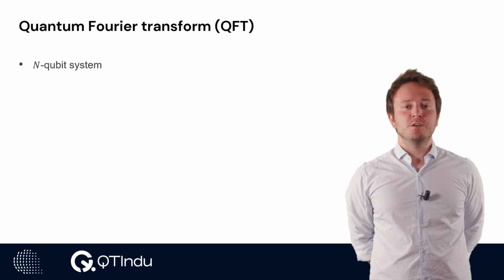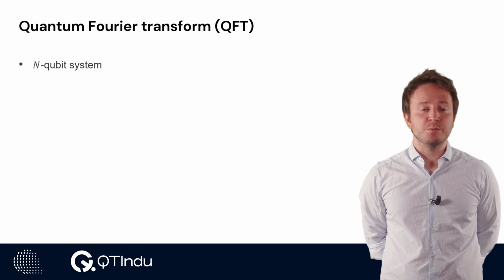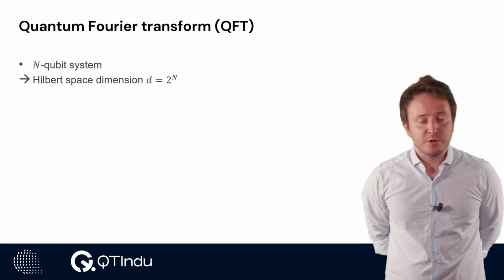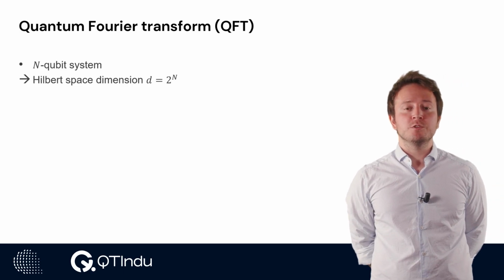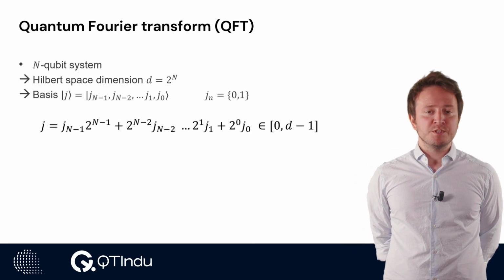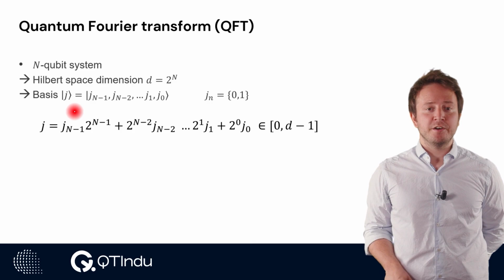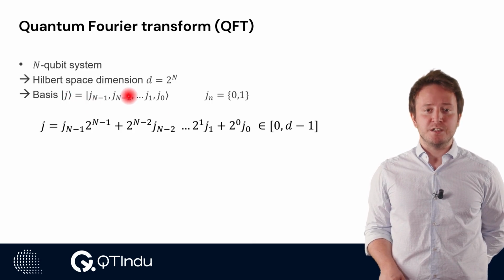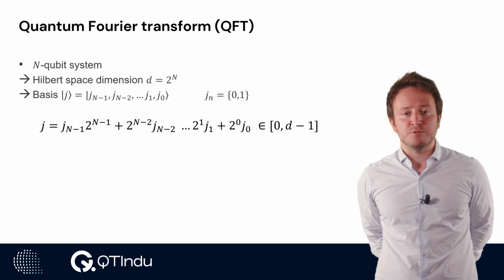Let us now apply the quantum Fourier transform to the specific example of an n-qubit system. Now, the Hilbert space of this n-qubit system will have dimension d equal to 2 to the power capital N. And it will be spanned by a basis vector that is essentially a string of binary numbers, or can be described by a decimal number as we did before.